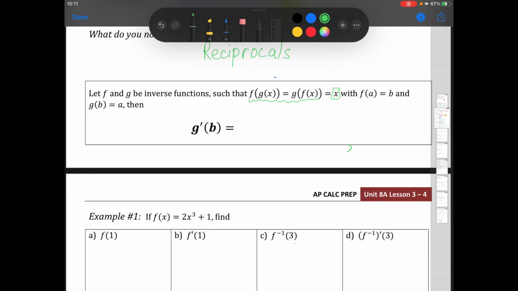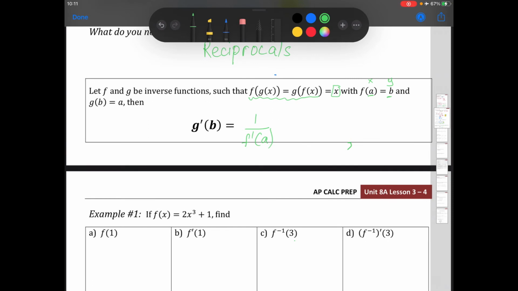With f of a equals b and g of b equals a, right? Your a is your x and b is your y. And when you're doing the inverse, they get switched around. So the derivative of g of b is 1 over the derivative of f of a. So now what is a?